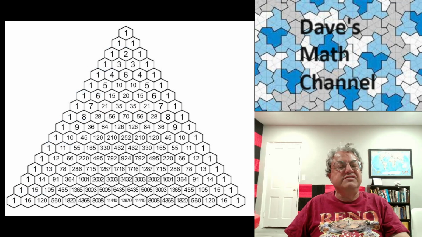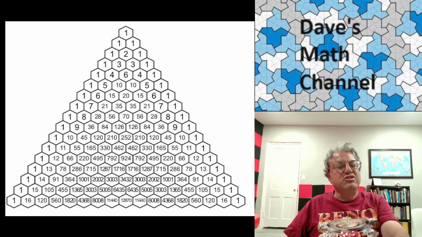And you can extend this. This is a pretty big version of it. This actually has 16 rows. And so the numbers get pretty big. Already the numbers are in the tens of thousands in the middle of the 16th row.